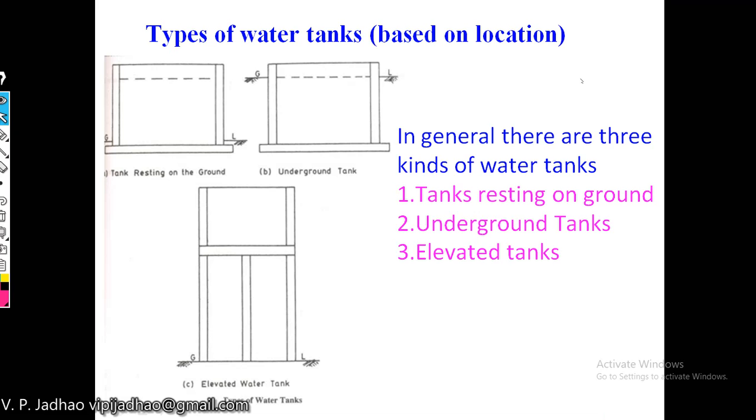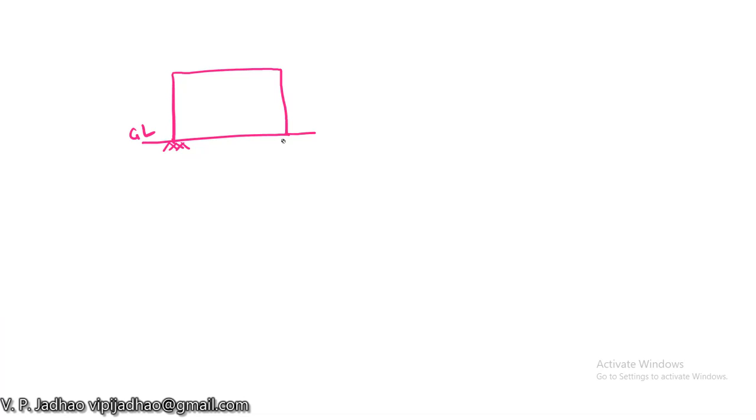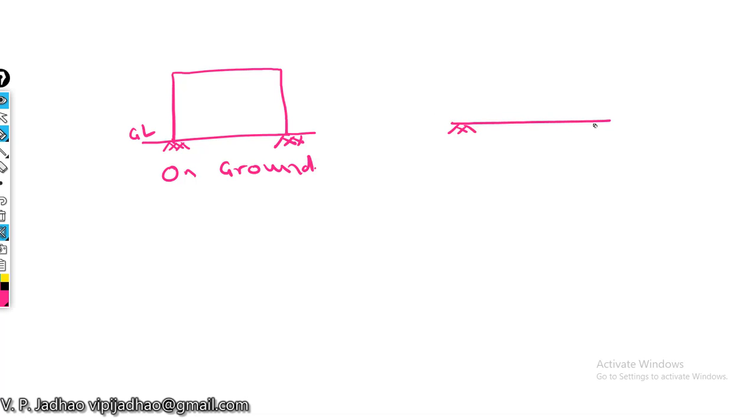Okay, so three different types of water tanks are there. The first one is a water tank resting on ground. So if this is your ground level, and we are constructing a water tank like this above the ground level, it is considered as a water tank on ground. Whereas if this is our ground level, and we are constructing a water tank below ground level, it is called an underground water tank.